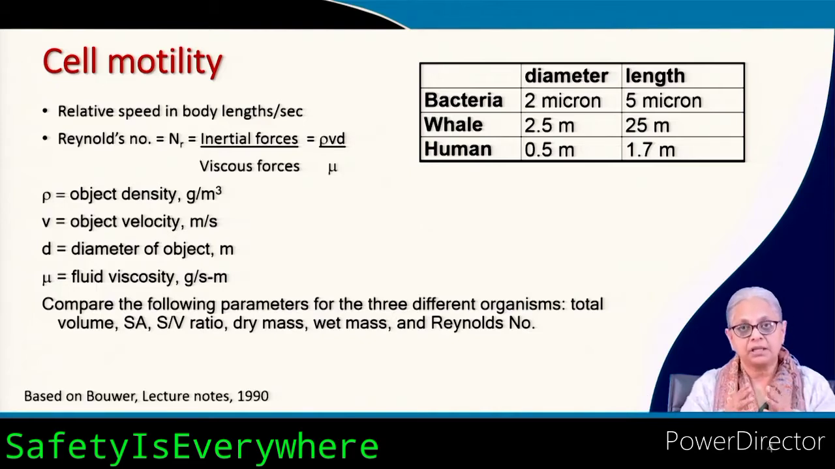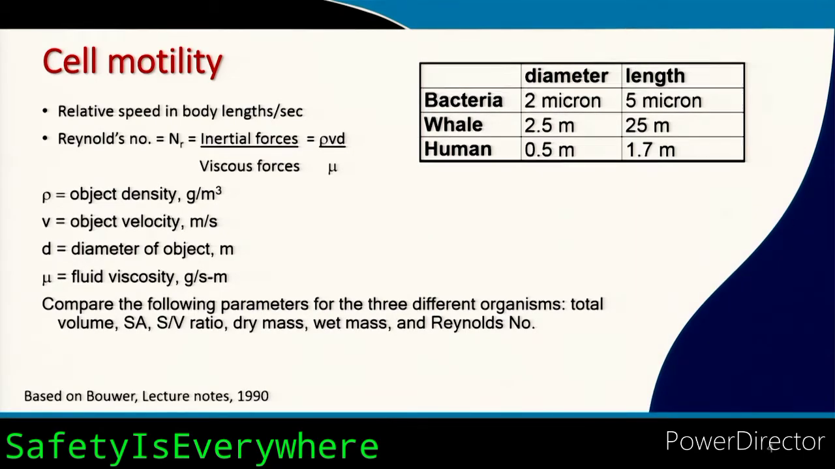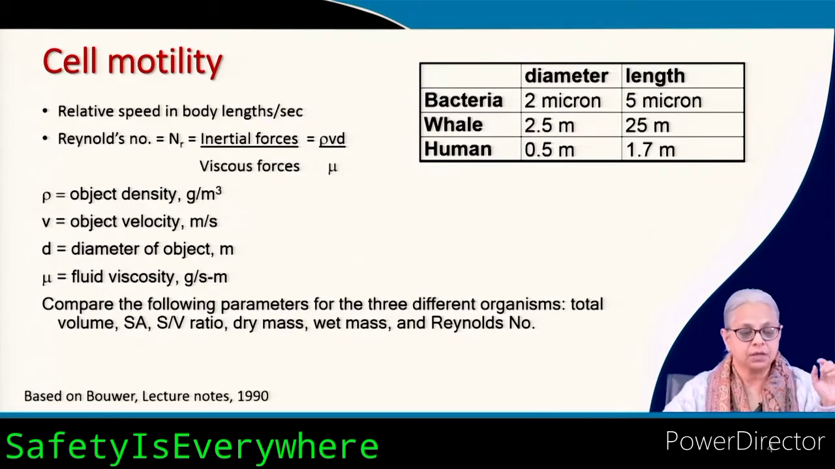When you have a bacteria, you have microns. When you have whales, you have a few meters. So we see that humans have a length of more than 1 meter. That is just to give us a sense of relative speed. Okay, so that is one parameter that is calculated over here.